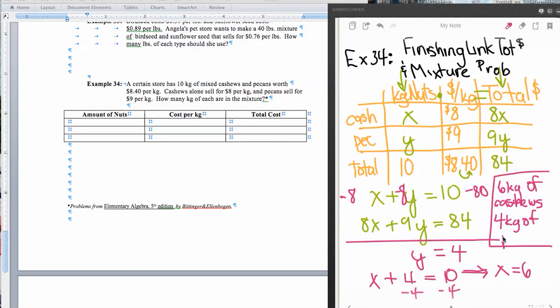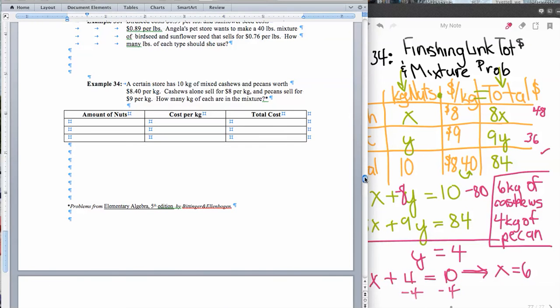And then we could certainly check this to make sure. Remember, we need to make sure 2 circumstances are upheld, that 6 plus 4 equals 10, and then 8 times 6, which is $48 worth here, and then 4 times 9, which is $36 here, equals $84 there, and it certainly does, so that offers our check right there. And so that'll wrap that up.